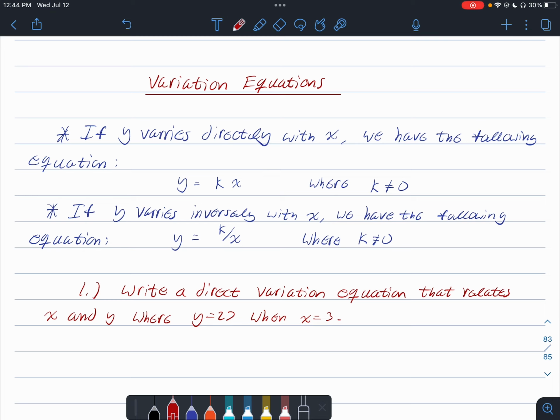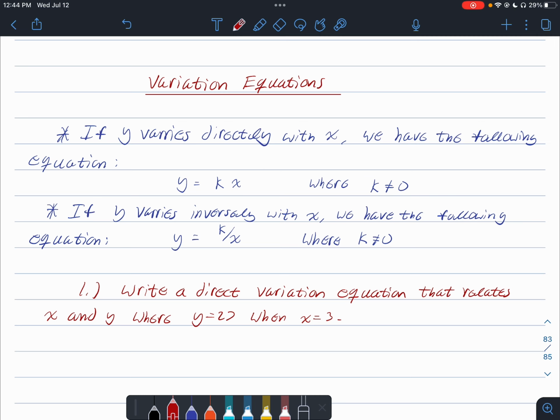Okay. And now we have another type. If y varies inversely with x, then we have the following equation. y is equal to k divided by x, where k is some non-zero constant. And what this is saying is that as x gets bigger, y is actually going to get smaller. As we divide k by some bigger and bigger number, y is going to get smaller. And as x gets smaller, y is going to get bigger. So as x gets closer to 0, y is going to get bigger. This describes an inverse relationship.